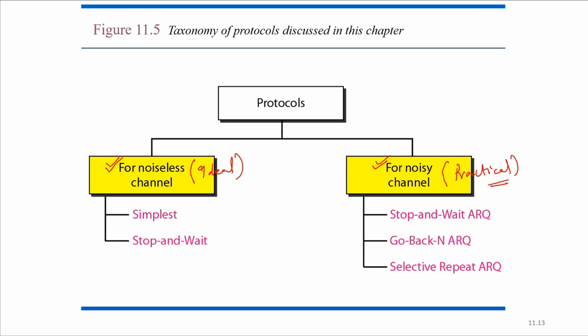We will start with the noiseless channel and then go on to the noisy channel. In the noiseless channel, we have two different protocols. One is called the simplest protocol. Another one is called the stop and wait protocol. These are the two protocols for sending frames from sender to receiver through a noiseless channel. If it is a noiseless channel, there is no possibility of error.